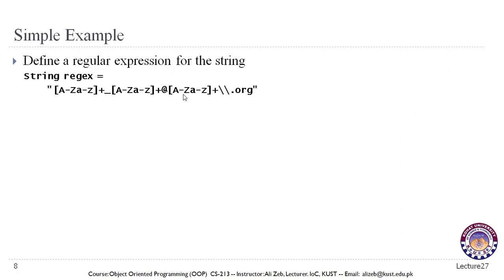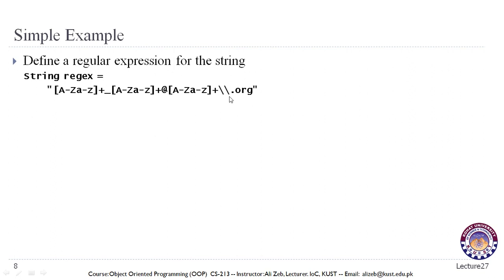The @ symbol will be followed by at least one English alphabet character, whether in capital or small letters. Both are acceptable, but there must be at least one, and that is shown by the plus symbol. The plus symbol shows us that there must be at least one or more. So if we want to ensure that there must be one or more characters at a certain location, then we can use the plus symbol, and that must then be followed by the .org.